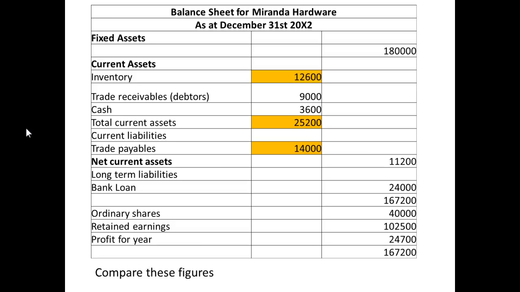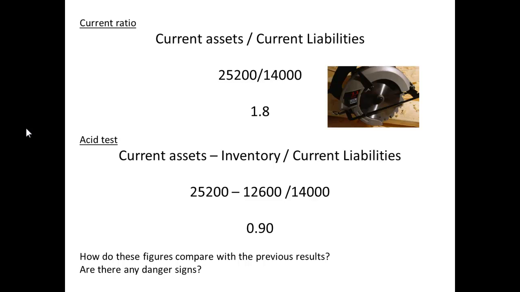Now let's look at another year. This is a 1 year on situation. Inventory 12,600, total current assets 25,200, trade payables 14,000. Now we look at this current ratio, current assets divided by current liabilities, 25,200 divided by 14,000, 1.8. The acid test, current assets minus inventory divided by current liabilities, 25,200 minus 12,600 divided by 14,000 gives 0.90. Ooh, that's low.